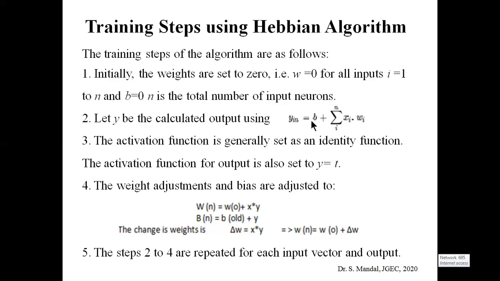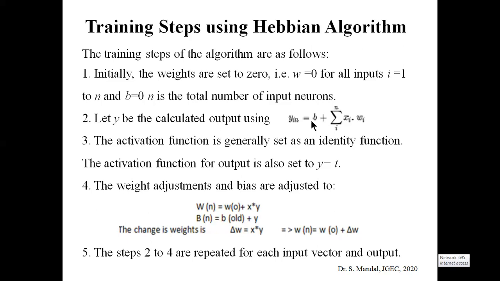After that, let's calculate the output using the accumulator, that means y equals b plus the summation from i equals 1 to n of xi into wi. By using this formula we can easily calculate the output. After the accumulator there is some kind of activation function, but in the Hebbian network, the activation function is generally considered the identity function. That means y equals t, so the output of the activation function is the same.